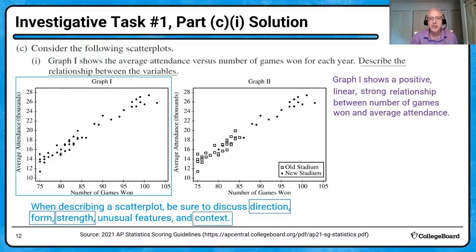So the thing I'm missing so far is unusual features. I'm going to look at the graph and see if anything stands out at me particularly. There are no obvious outliers in the graph. That would be one comment. All the points seem to be along the same basic straight line pattern.